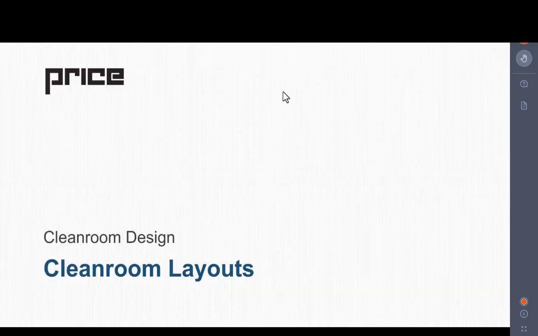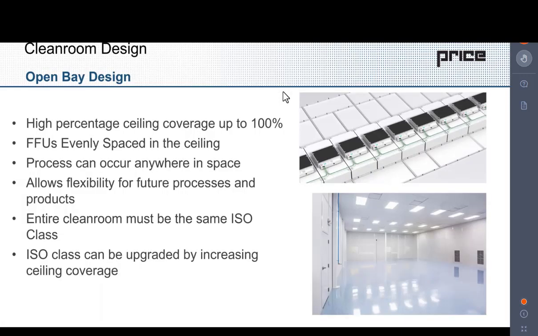So now that we know a little bit about the types of equipment that are used in these spaces, how do we actually lay out that equipment in the space for an effective cleanroom? The first type of layout is called open bay design. Now, this is the simplest type of layout, and effectively, we're going to have one cleanroom, and that entire cleanroom is going to be the same ISO class.